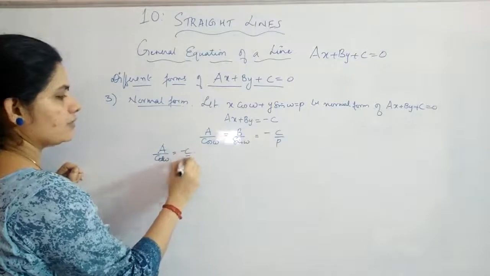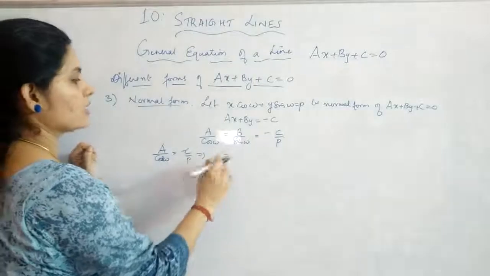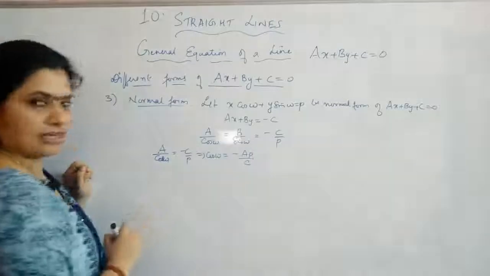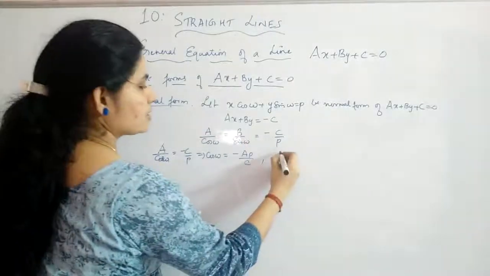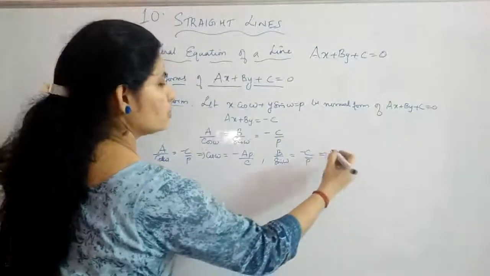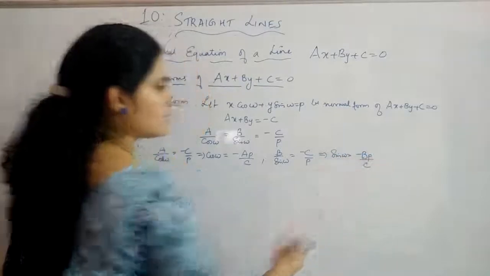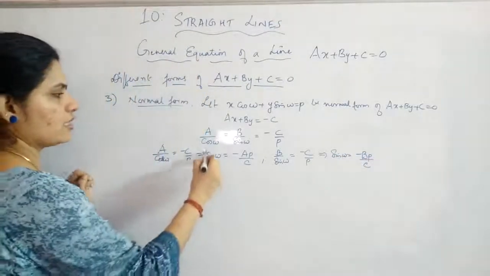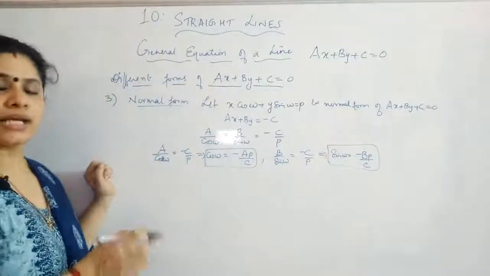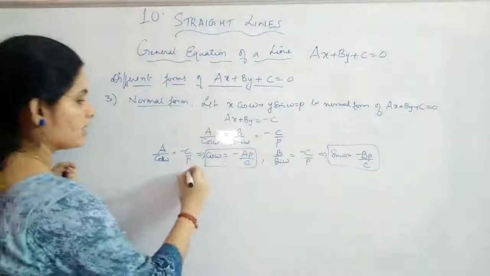Okay, so we can just equate this and this, that is a by cos omega is equal to minus c by p. Then cos omega is equal to, we have to find out what cos omega will be, it will be minus ap by c. And again from these two, b by sin omega is equal to minus c by p will give you sin omega is equal to minus bp by c. Okay, so you got cos omega, this one, and sin omega is this. Now again we know that sin square of an angle plus cos square of that angle is equal to 1. So from there we are starting.